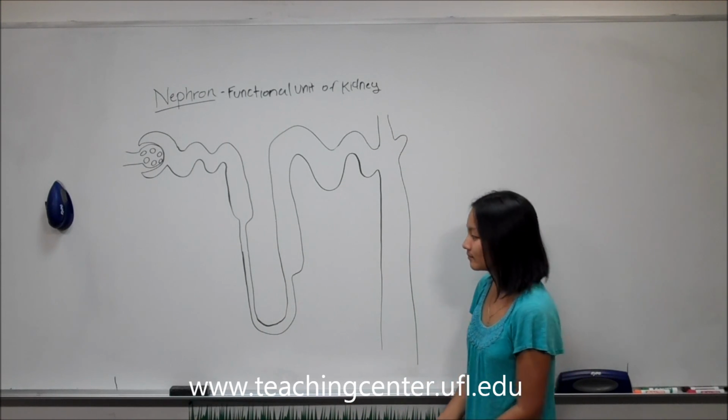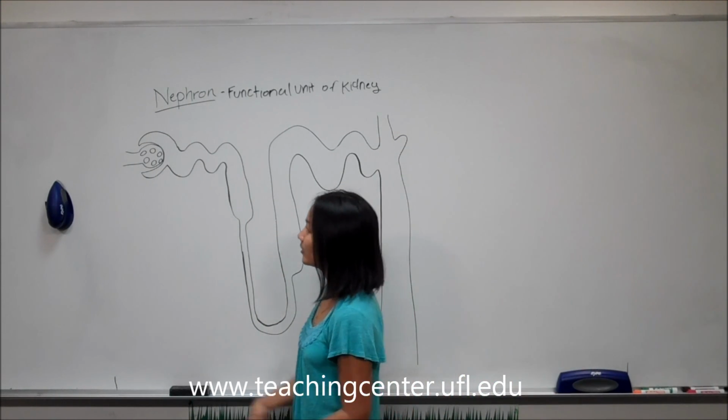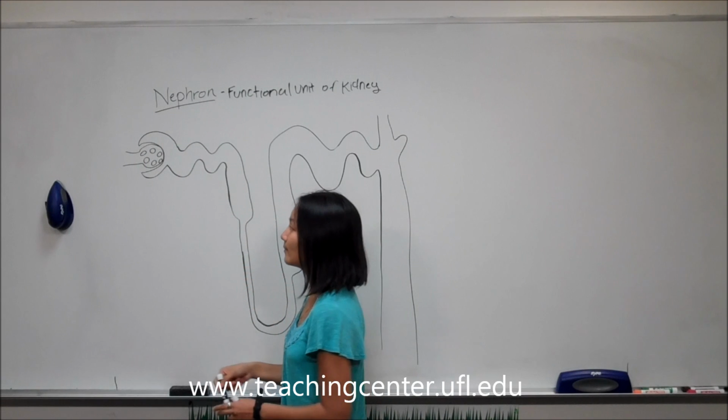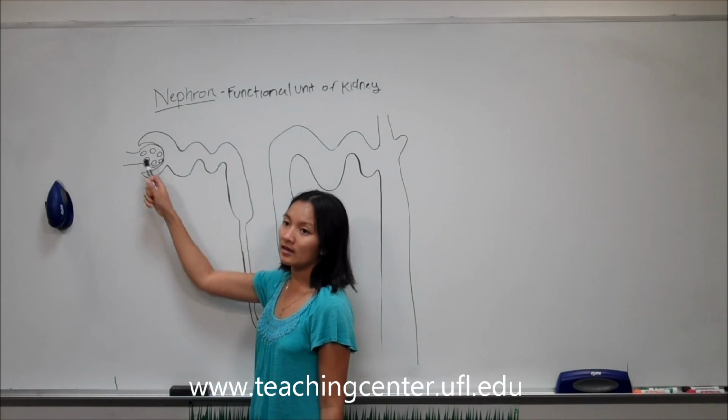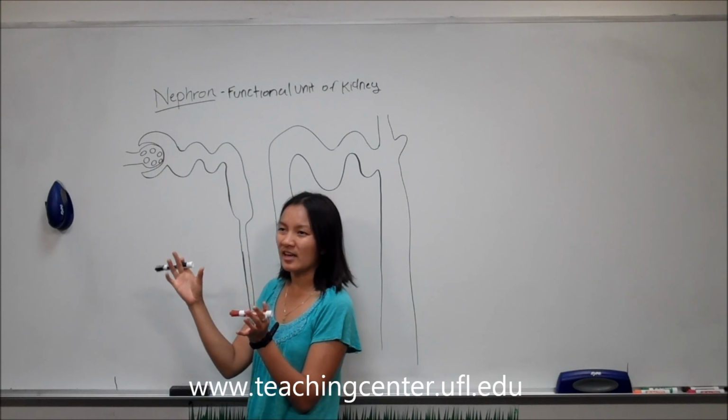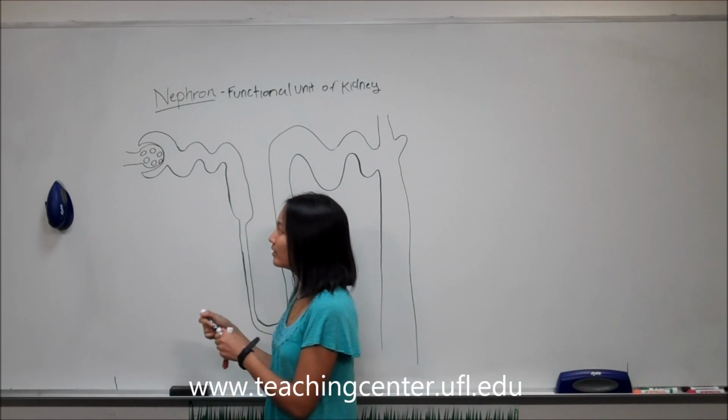Starting right here, we have something called the Bowman's Capsule. And within the Bowman's Capsule, you have the glomerulus. Now, the glomerulus is a sac that contains your afferent arteriole.